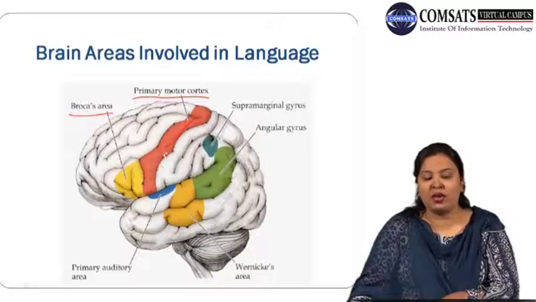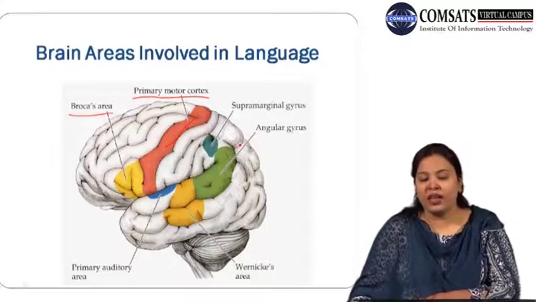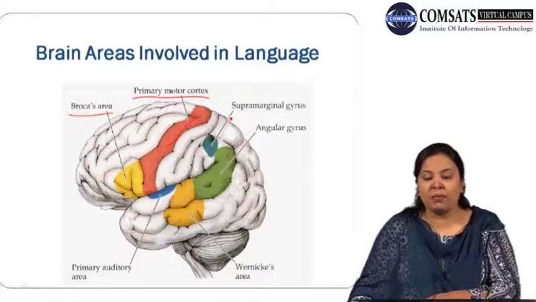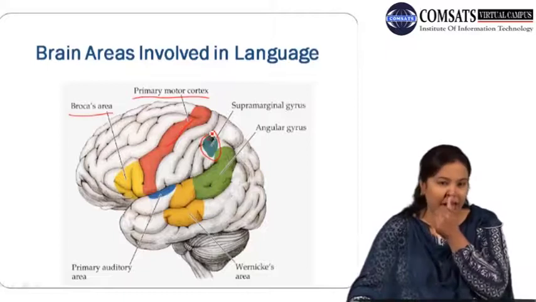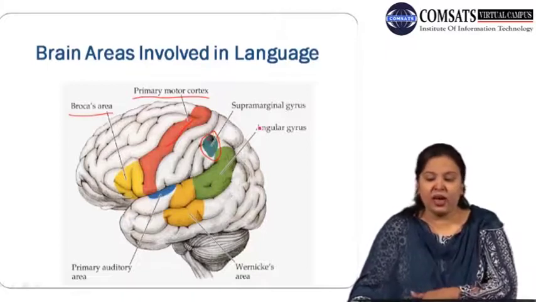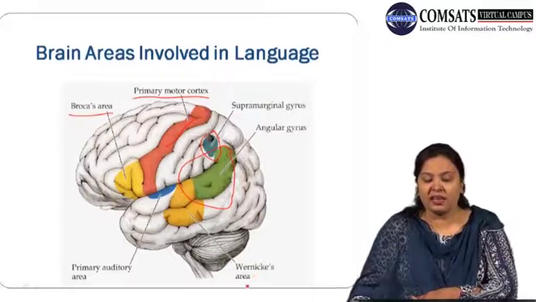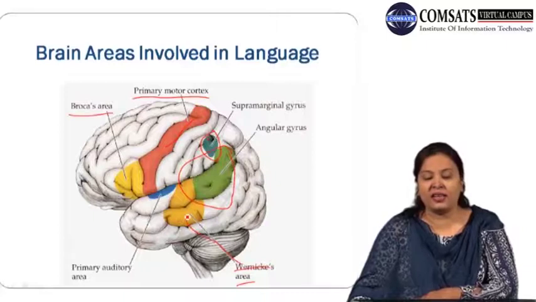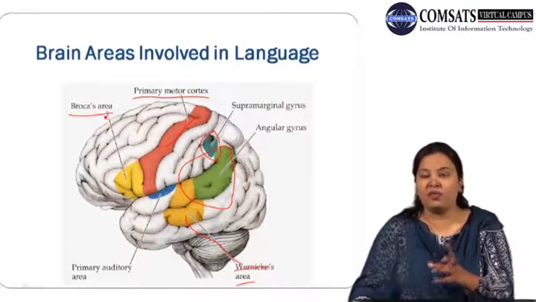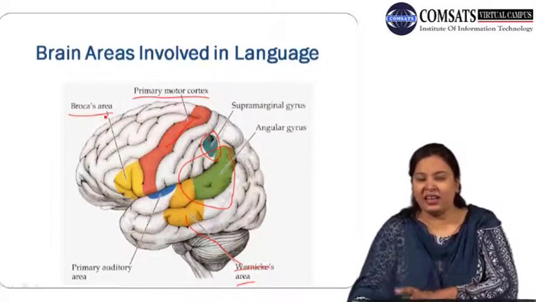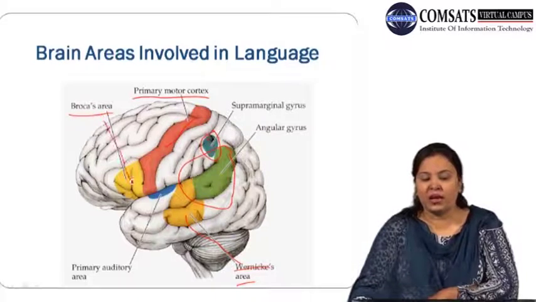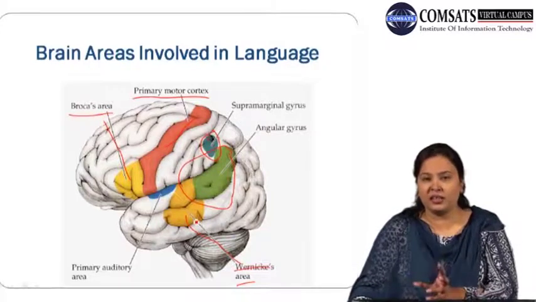This part of the brain is the primary motor cortex. Then we have the supramarginal gyrus, which is here. Then we have the angular gyrus, this part of the brain, and it is important to highlight Wernicke's area. To make a difference between Broca's area and Wernicke's area, Broca's area is over here and Wernicke's area is over here.